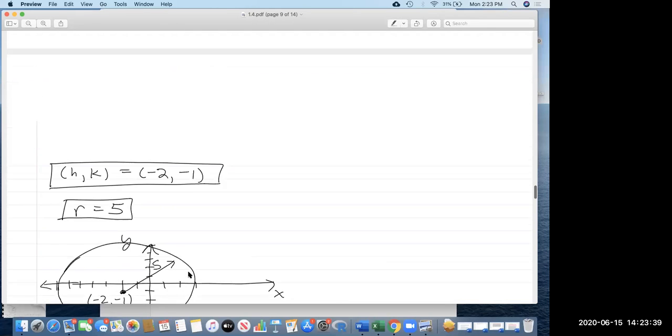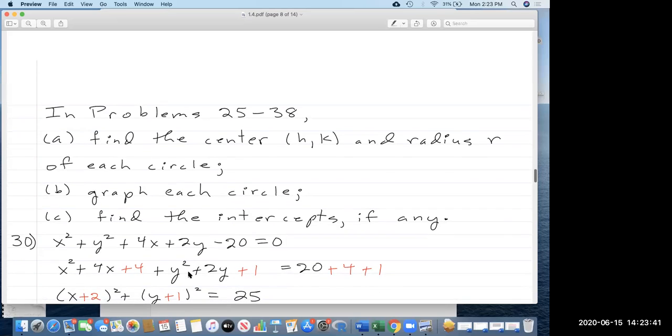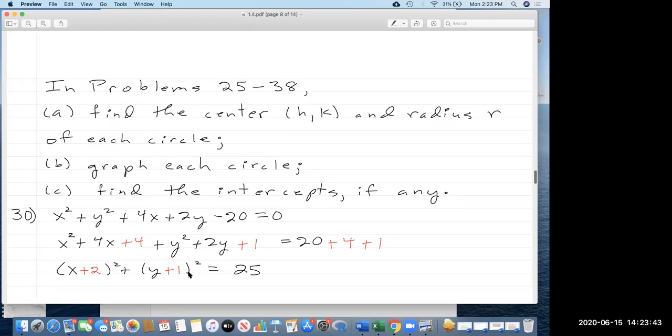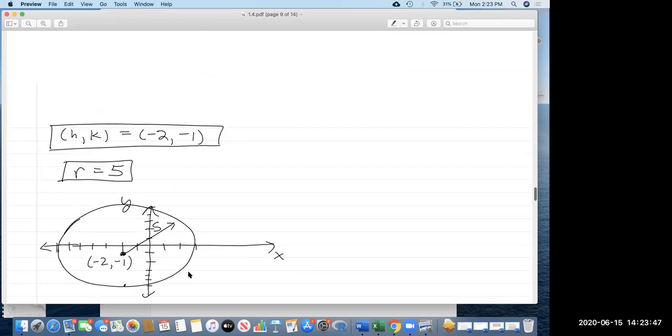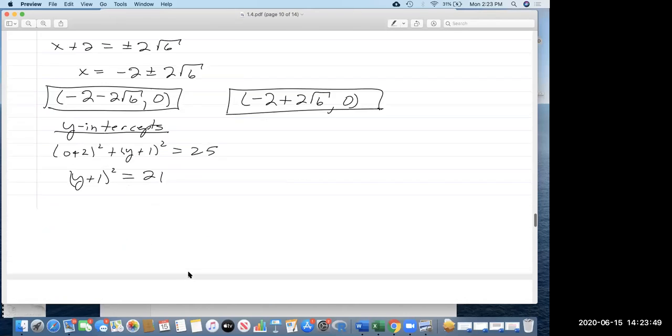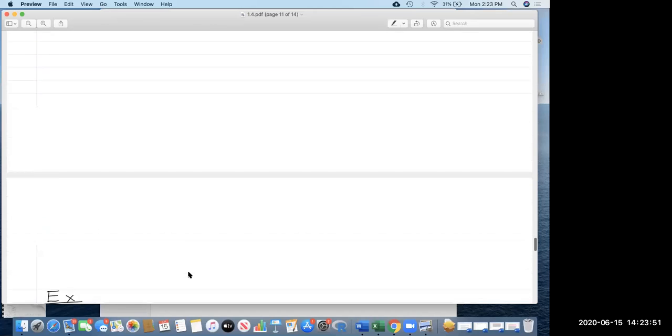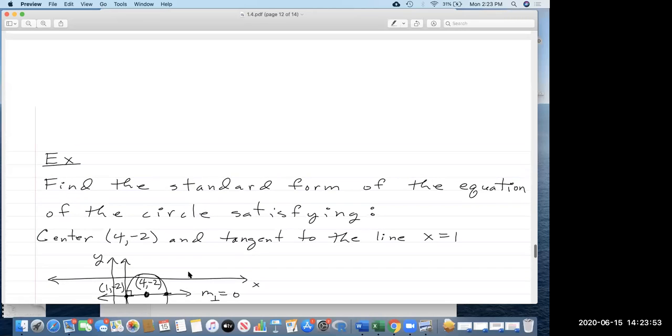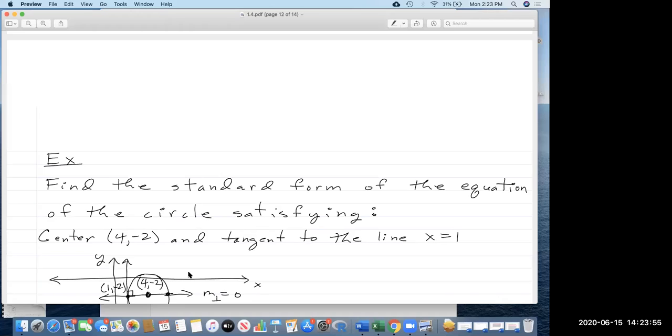And what else did I want to do? I want to graph the circle. Already did it. And find the intercepts. So I'm done. So I found the intercepts. Any questions about that? Okay, so find the standard form of the equation.